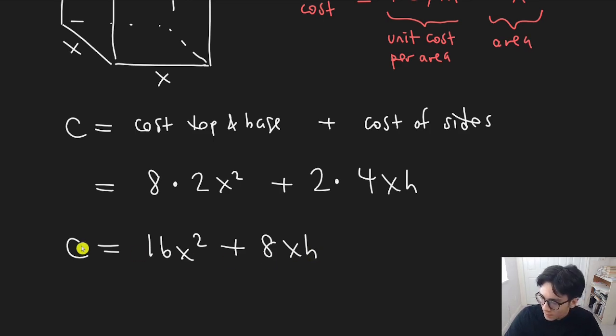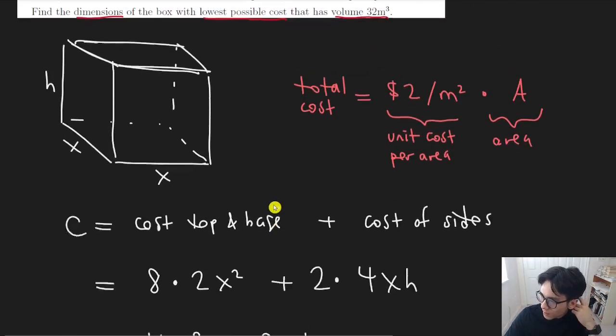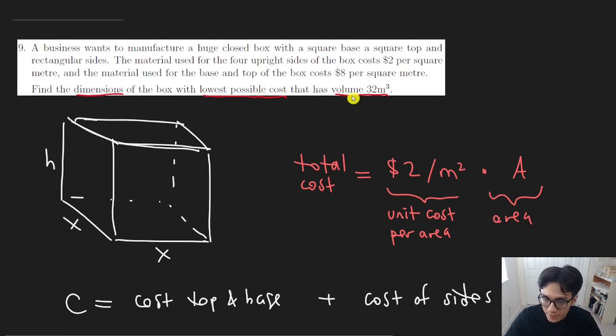Okay. Here you can see the cost is in terms of two variables, x and h, but when we're doing optimization, we want to write this in terms of just one variable. So we want to eliminate one of the variables, and that inevitably means having a relationship between x and h. And this is where the volume is going to come into play. We know that for a box, volume is length times width times height.